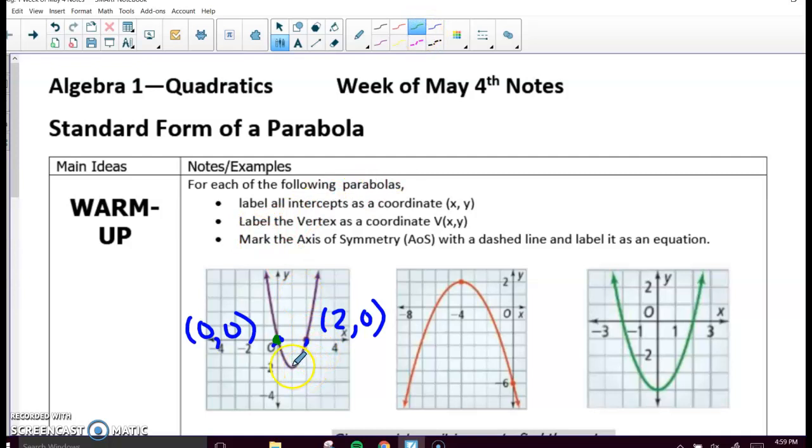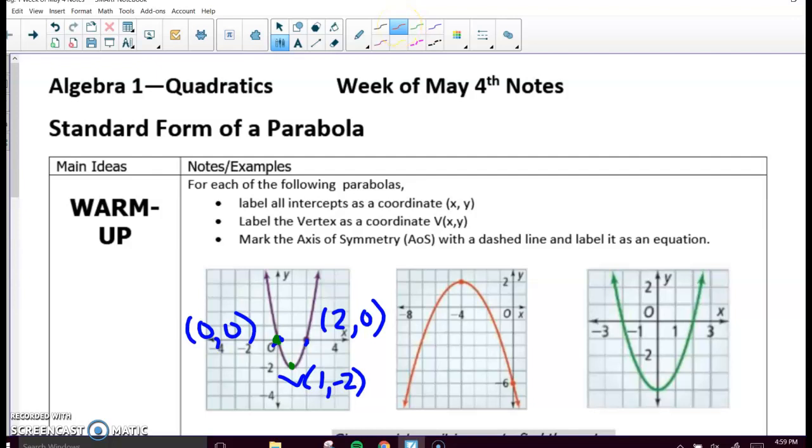Vertex. Here is our vertex. The coordinates of that point are 1, -2. Okay, I'm going to put a V in front of it to represent vertex. It is a minimum. It doesn't ask us for that, but as a reminder, it is a minimum.